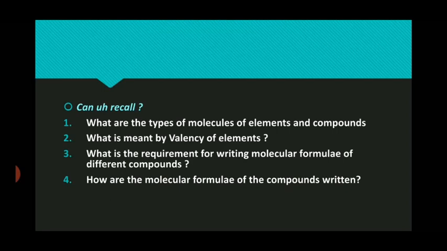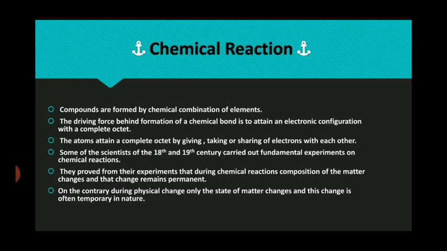For example, suppose we take carbon and hydrogen. What is the symbol for carbon? C. What is the symbol for hydrogen? H. The valency of carbon is 4 and the valency of hydrogen is 1. Cross multiply. What we get? CH4. CH4 is known as methane. Now come to the next topic, chemical reactions.